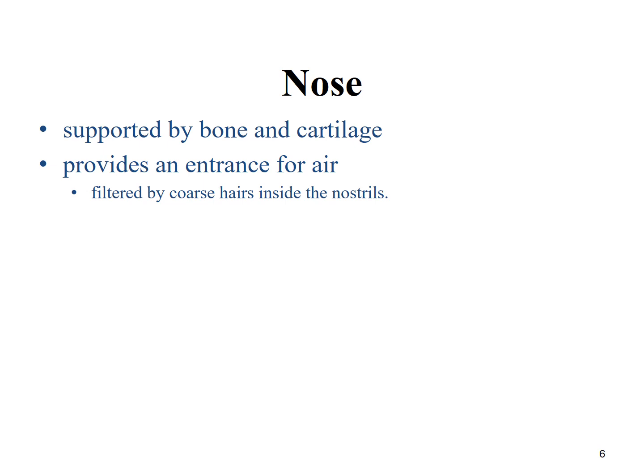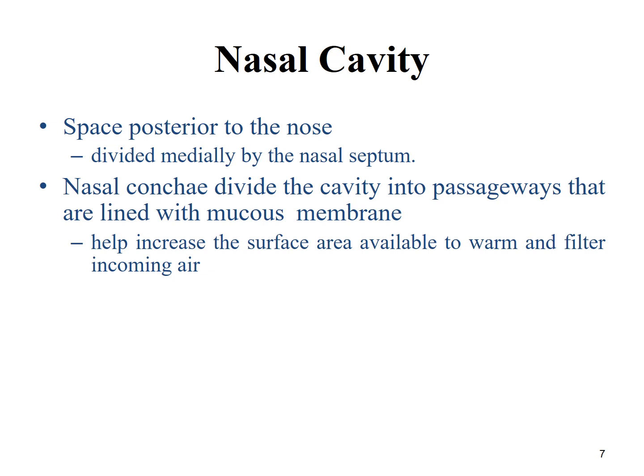The nose is supported by bone and cartilage. It provides an entrance for air. The nose contains coarse hairs that help to trap dust and debris. The nasal cavity is the space posterior to the nose. It's divided down the middle by the nasal septum. The nasal concha divide the cavity into passageways that are lined with mucous membranes. This helps to increase the available area to warm and filter air.